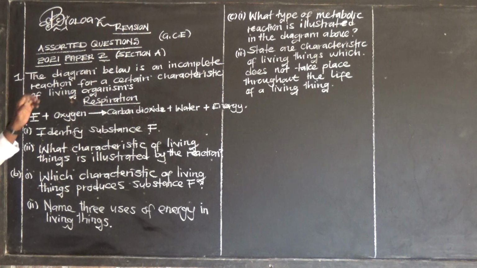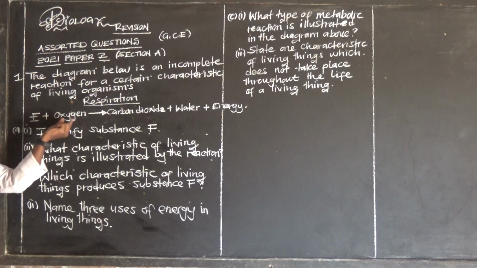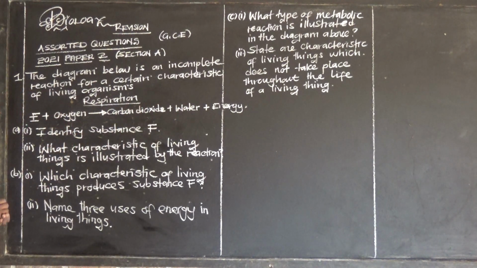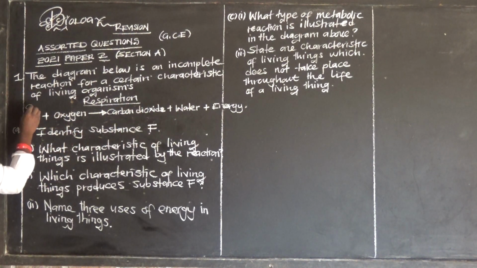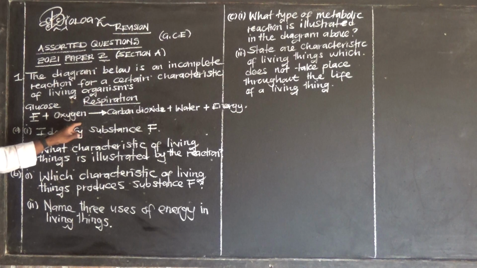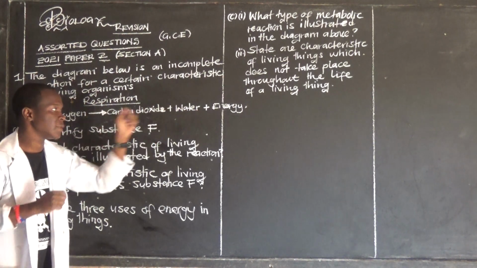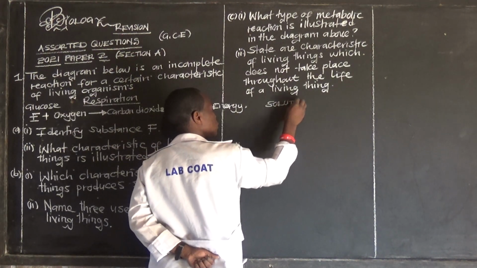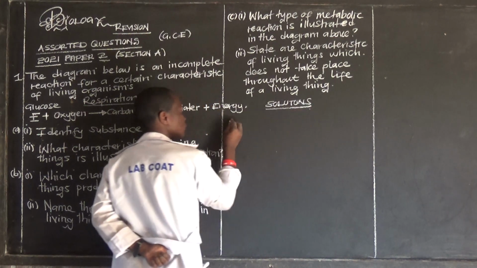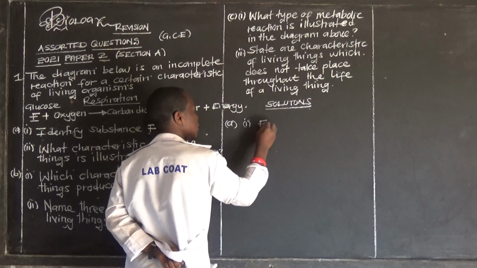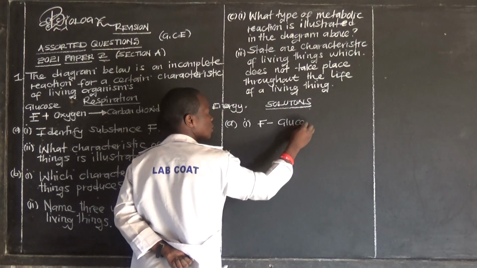Since we are saying this is respiration, F automatically becomes glucose. When glucose reacts with oxygen, what is produced is carbon dioxide plus water plus energy. Are we together, people? So this one is our glucose. Take note. Glucose plus oxygen is equal to carbon dioxide plus water plus energy. So our first answer, let's say solutions or answers. Question A, Roman numeral 1: F is glucose. Is it okay?